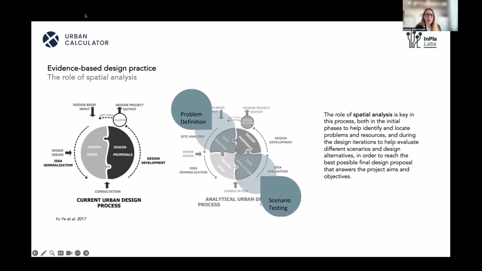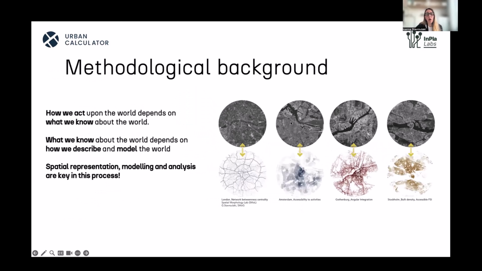So like we said, the spatial analysis is mostly useful not only in the beginning, in the initial phases of a design project, where the problems are defined, the site is analyzed to identify problems and resources, challenges in relation to the design aims, but also during the design iteration, during the formulation of design strategies and the main design choices, to help assist on scenario testing, on testing and evaluating, assessing, comparing different design alternatives within the design team to improve and scrutinize their design drafts in order to arrive at the best possible design outcome in relation, of course, to the project aims and objectives.